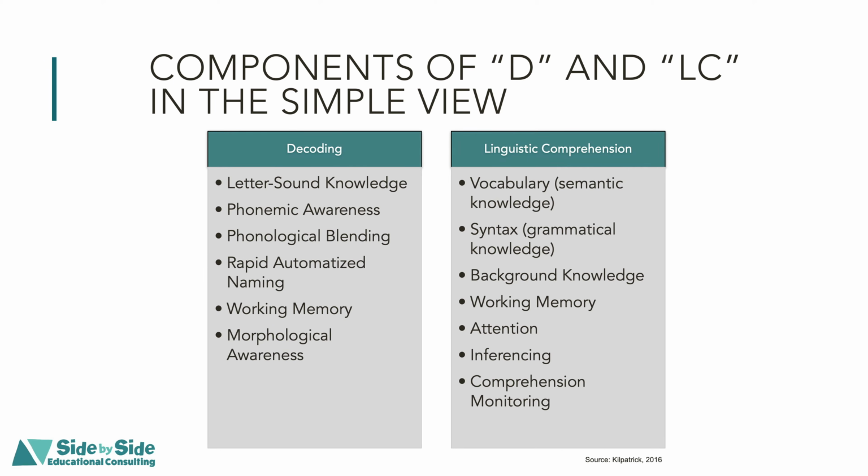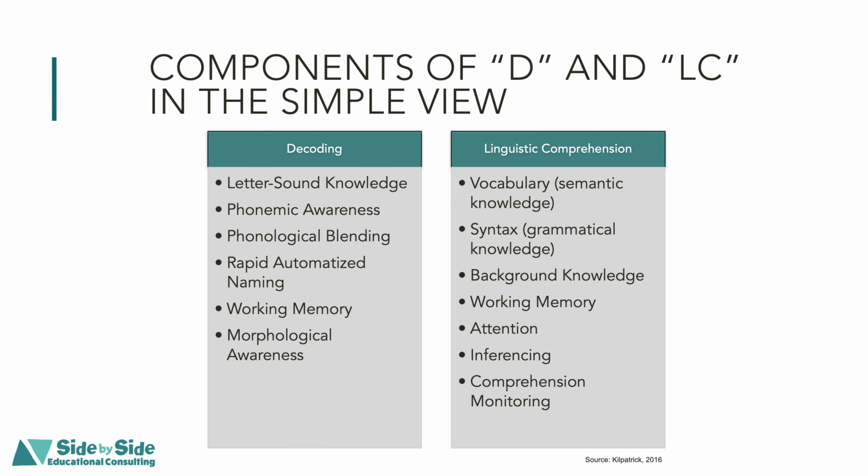When we think about all of the things that would feed into good word recognition or decoding skills, there are many components that feed into that. We have letter sound knowledge, and that includes not only accuracy around letter sound knowledge, but also having automaticity, phonemic awareness, phonological blending, which is just another way of saying that students are able to blend, when they're looking at print, sounds into words. Rapid automatized naming, working memory, and then of course morphological awareness, which is the ability to look at word parts and understand the meaning of those word parts.